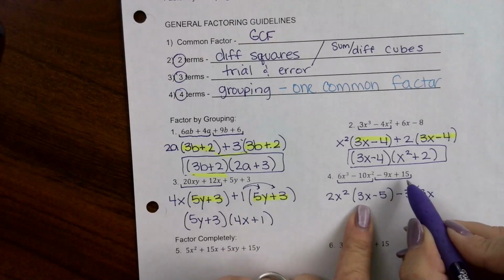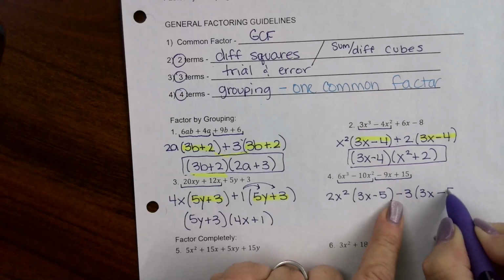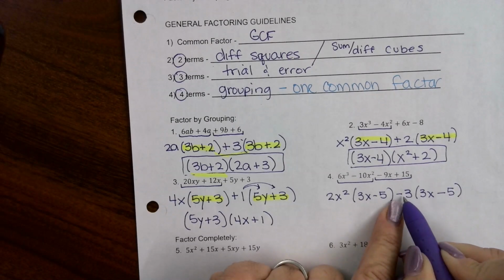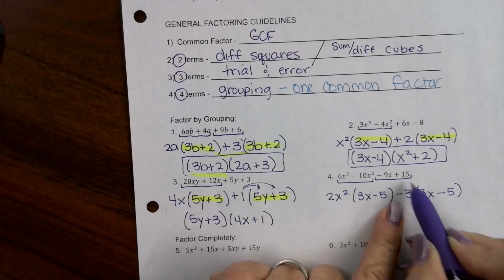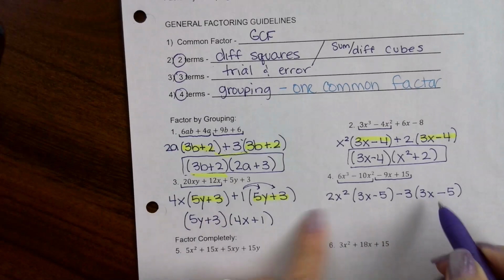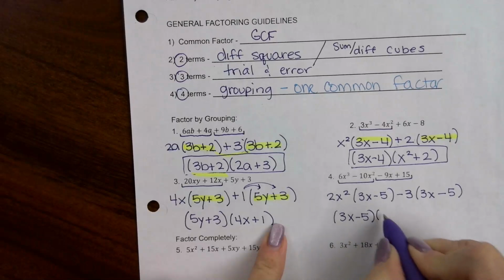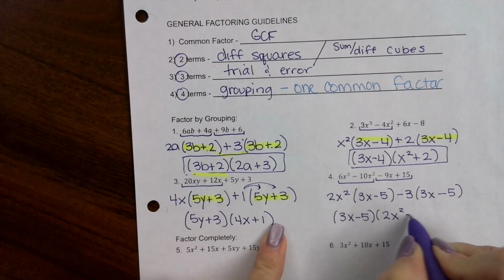Now, because this is positive, and I pull out a negative, I have to have negative 5. So negative 3 times negative 5 is a positive 15. And these two factors match. So I would have 3x minus 5, and then 2x squared minus 3.